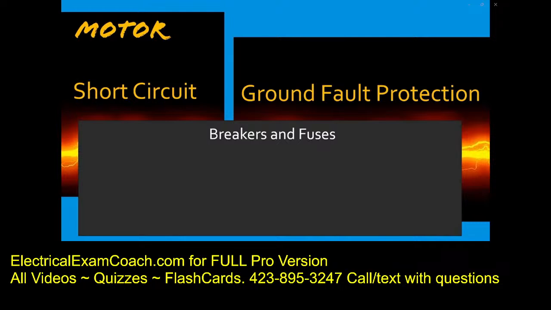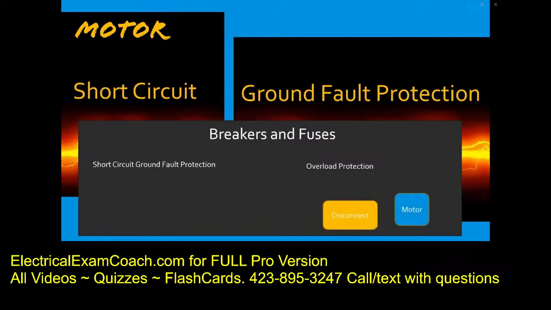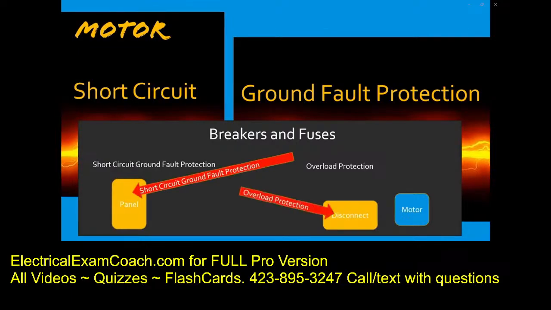And I'm going to explain how a basic short circuit ground fault protection and motor overload setup would work now. Okay, so we have both the types of protection. Let's imagine that this is a motor. Next to the motor, there's a disconnect. And then feeding that disconnect, there's a panel. Okay, at the original panel is where you're going to put your short circuit ground fault protection. At the disconnect is where you're going to put your motor overload protection.